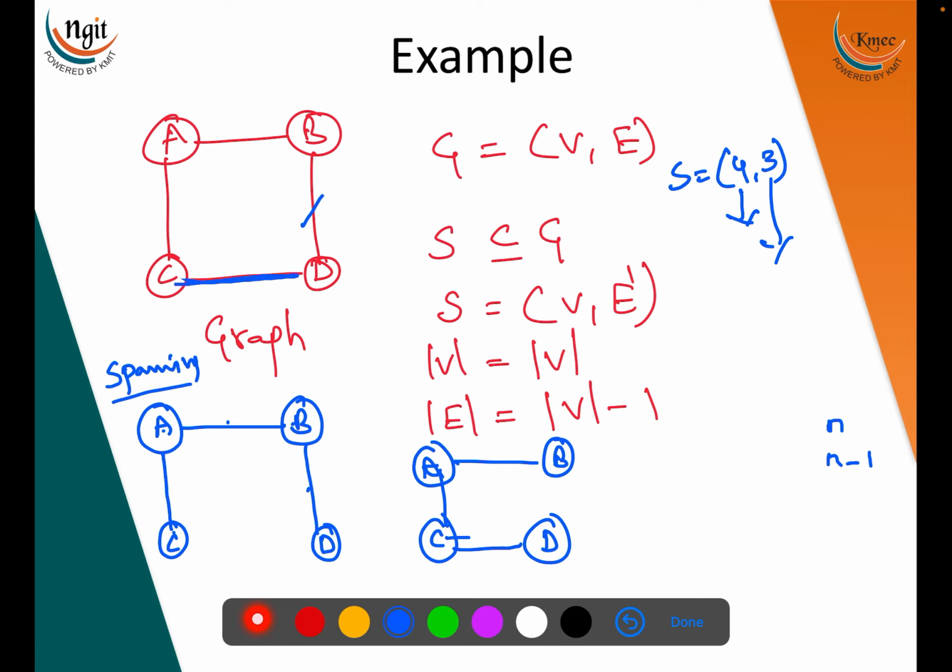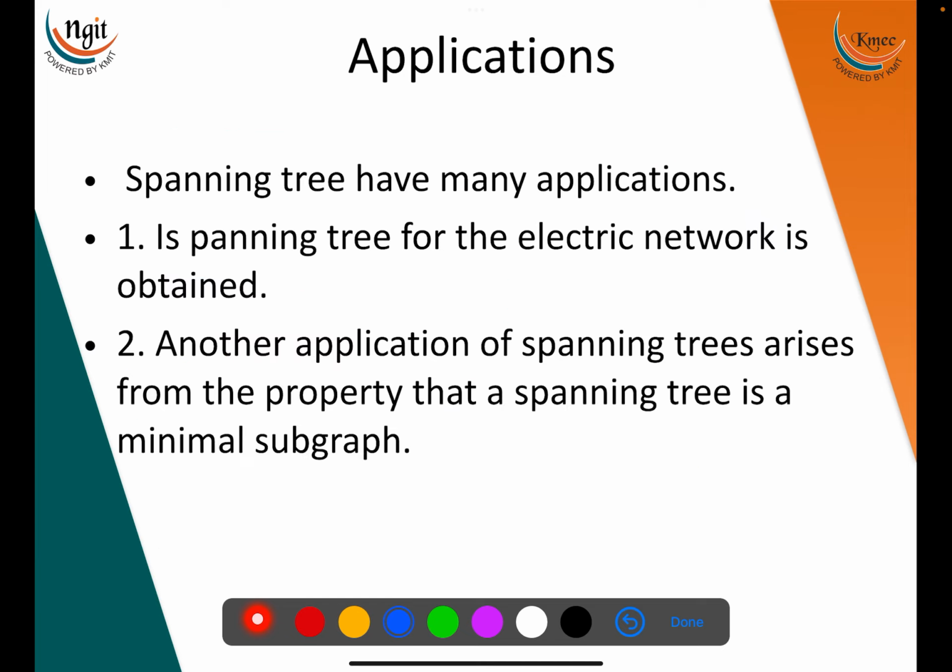And can I get one more spanning tree? For sure you will get one more spanning tree. A, B, D, C. Now even this also is a spanning tree. Likewise, how many spanning trees can I generate? So that's also a question. Now we'll see an example of how to generate a spanning tree.